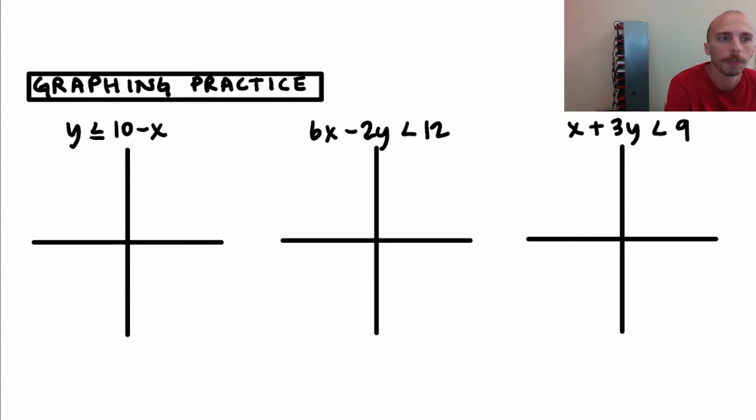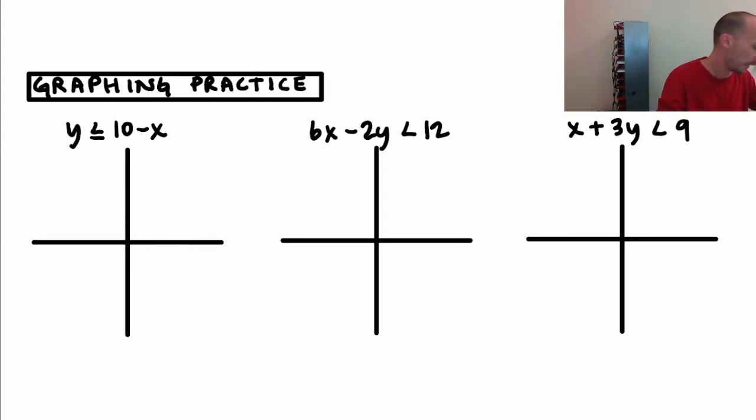All right, now let's put this into action. So I think maybe I'll work the one on the left, and then I'll let you try it out on the ones on the right. Okay. So y is less than or equal to 10 minus x. That's the same as y is less than or equal to negative x plus 10, if you really want it to be in slope-intercept form, so that you know, okay, I'm going to start at 10, and then I'm going to have a slope of -1. Or maybe you know what the graph of y equals 10 minus x looks like.